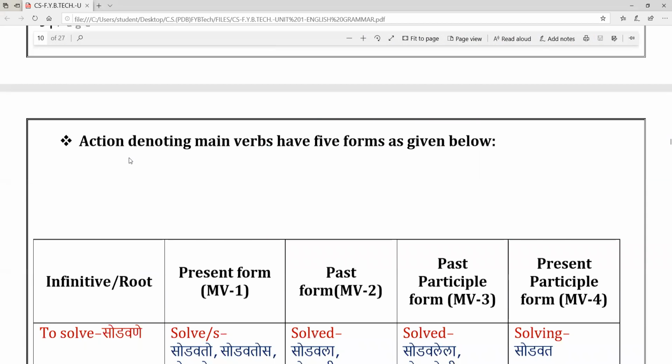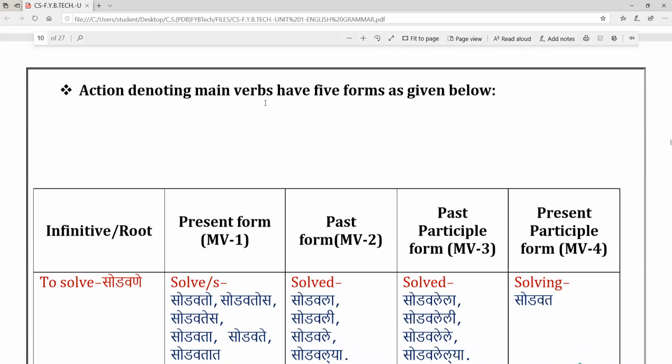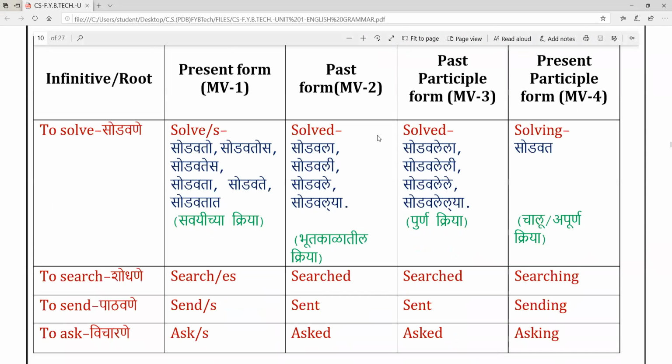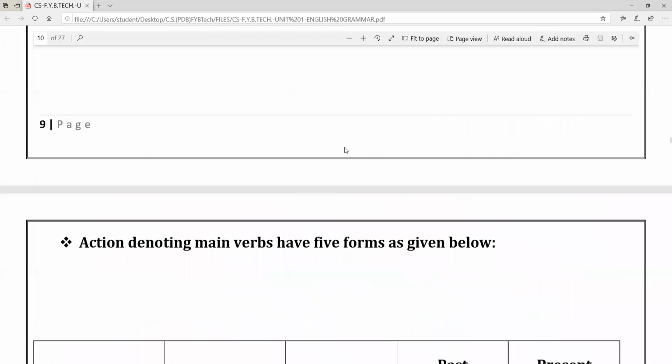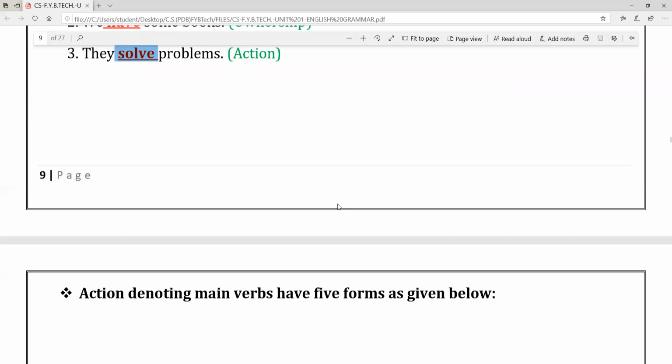In the next lecture we will see the action denoting main verbs and its 5 forms.